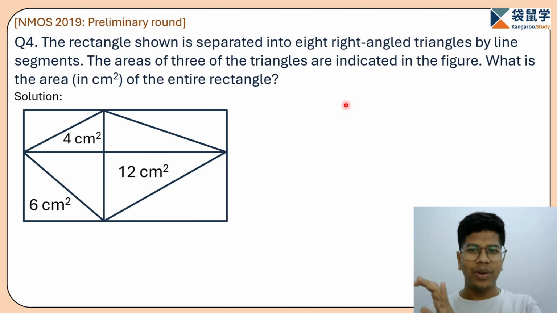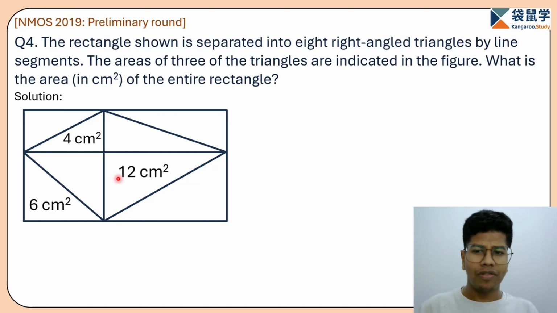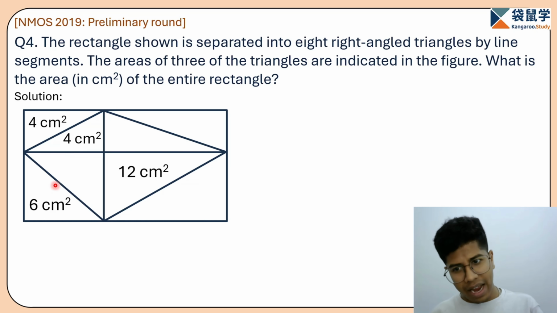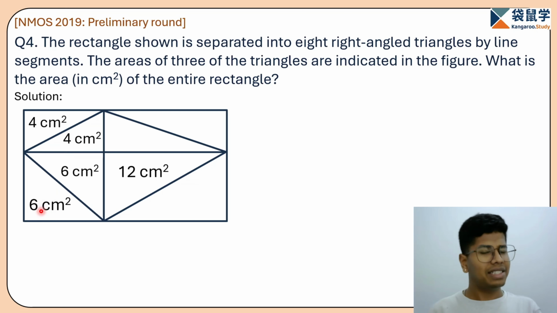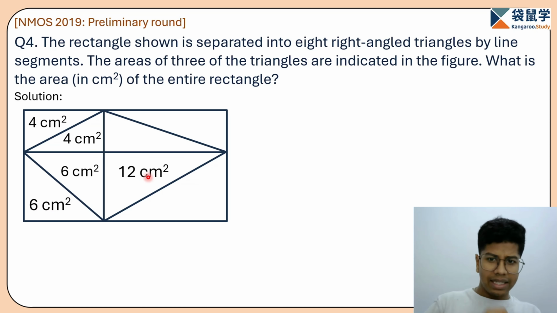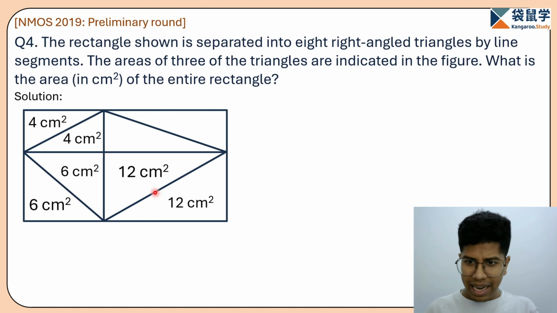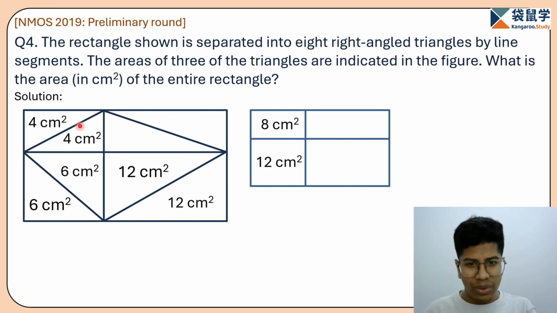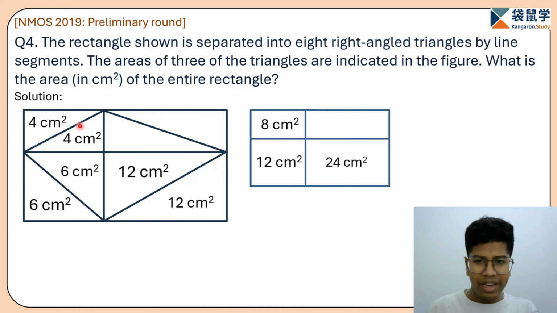Now, going back to our question. Here, first things first, we need to find out areas of the remaining part. So if this is 4, the other half is 4, perfect. This is 6, the other half is 6. This is 12, the other half will be 12 for this rectangle. And if you try to find out areas of these rectangles, for the first rectangle it is 8, the second rectangle is 12, the third rectangle is 24.